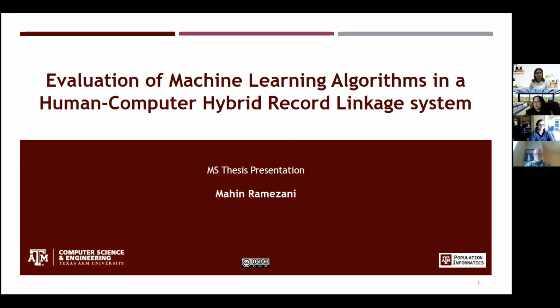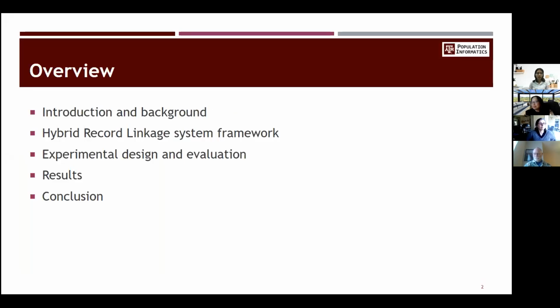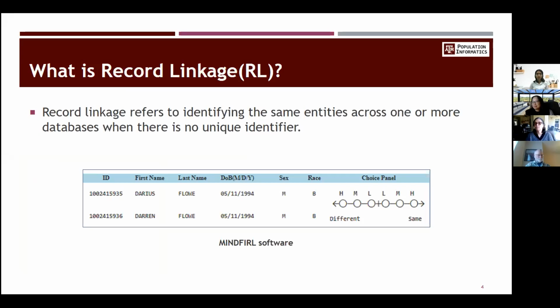The title of my thesis is Evaluation of Machine Learning Algorithm in a Human-Computer Hybrid Record Linkage System. This is an overview of what I'm going to talk about during my presentation. First, I'm giving you the introduction and background about record linkage, and then I'm talking about the hybrid record linkage framework. Next, the experimental design and evaluation criteria, followed by the result of my research, and finally the conclusion.